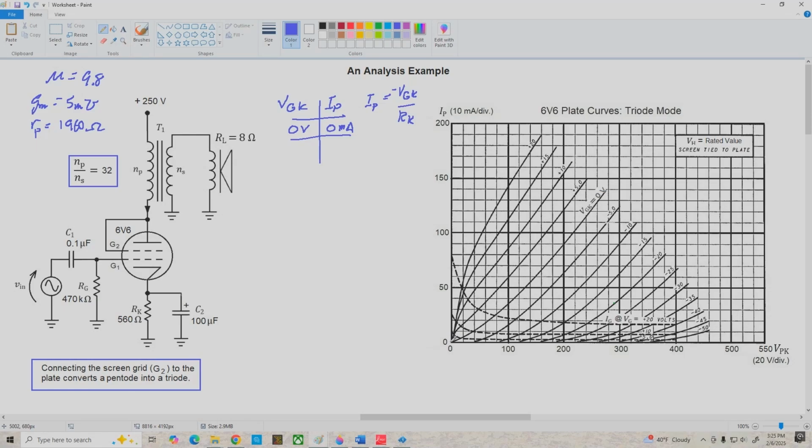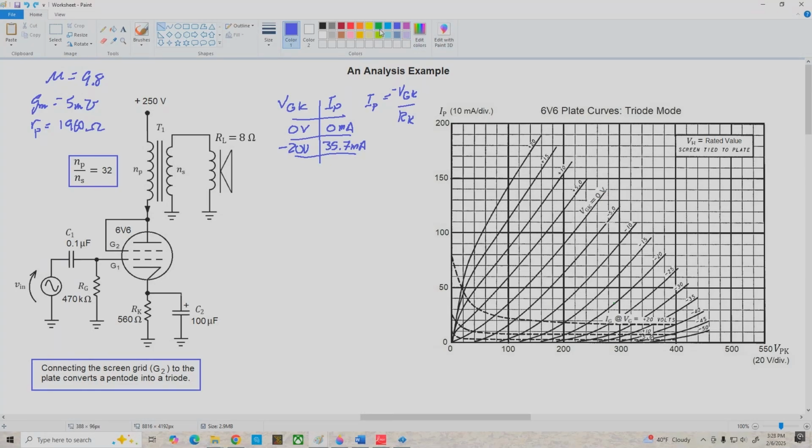That's right down here at the origin. And the second value here, let's use this VGK equals negative 20 volt curve. That's one right here. So if we set VGK to negative 20 volts, we'll have a resulting plate current of about 35.7 milliamps. So we're going to have one point here at the origin. We'll find our second point at 35.7 milliamps and plot our bias line.